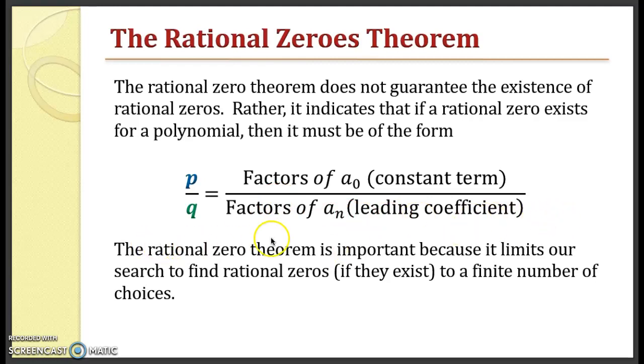The rational zero theorem is important because it limits our search to find rational zeros, if they exist, to a finite number of choices. Because if we're given a polynomial and we're told to find the rational zeros, then there's an infinite number, right? An infinite amount of choices. But what this rational zeros theorem says is, hey, wait a second. If it's a zero, it's going to be of this form here.